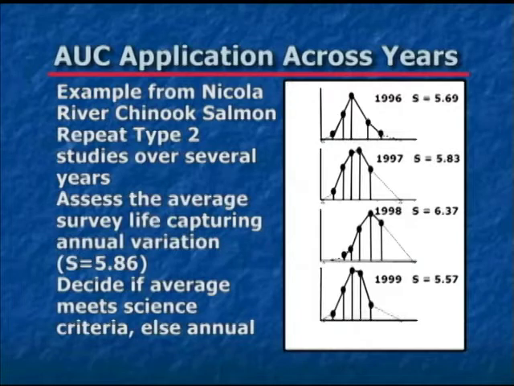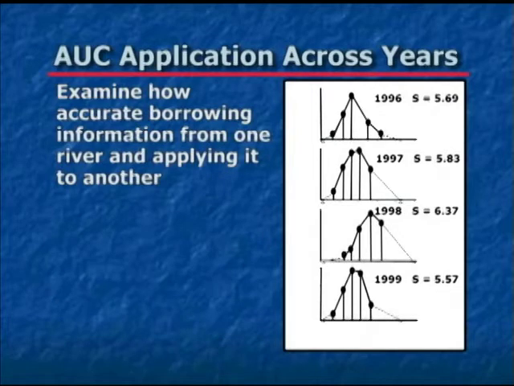And we found the average was about 5.9 days. And then we wanted to decide if the average met our science criteria, and if it did, then we would be comfortable with using an average if it had low amounts of error. But if there is a high amount of error, then we may be required to do an annual estimate. We also wanted to examine how accurate it may be to borrow information from one river and apply it to another. So we've expanded this study to other locations within the Pacific region.